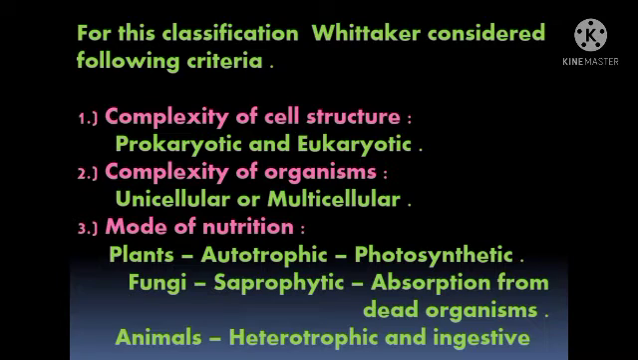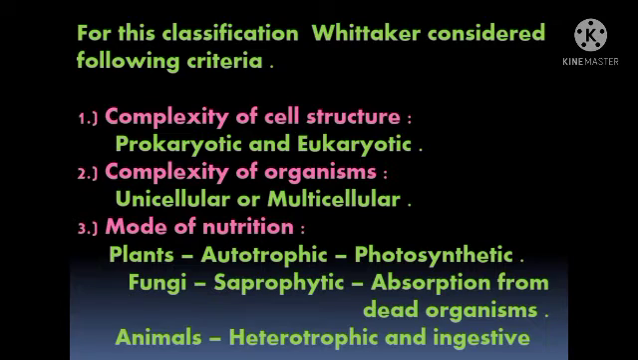Students, the word prokaryotic is divided into two terms. First, pro, and second, karyon. Pro means false and karyon means nucleus. The cell which lacks nucleus and other organelles in it is known as prokaryotic cell. The second term is eukaryotic cell. The cell which is having a complex structure, that is known as eukaryotic cell.